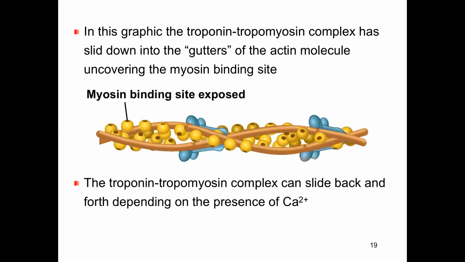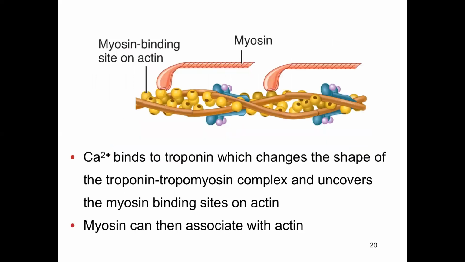So now the myosin head groups can interact with the actin, and then using ATP proceed to walk along the actin thin filaments. So here you can see what that might look like. Here you can see your myosin head groups now interacting with the binding site on the actin, because it's now been revealed.